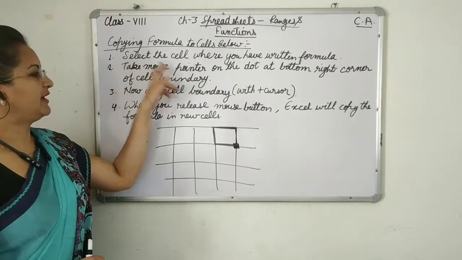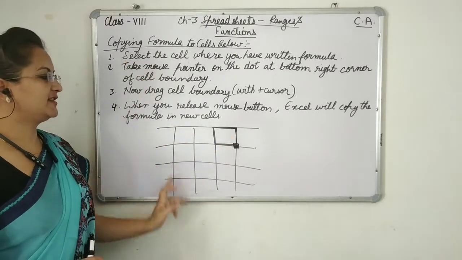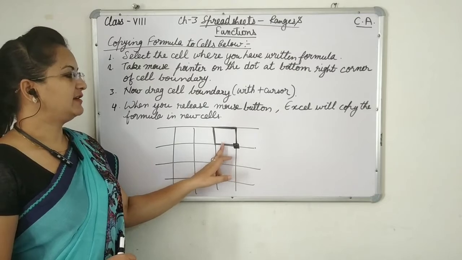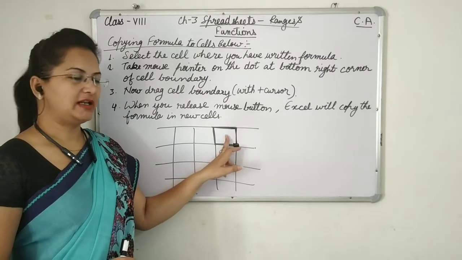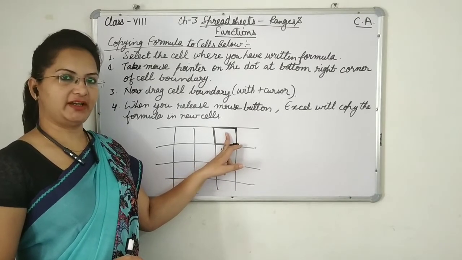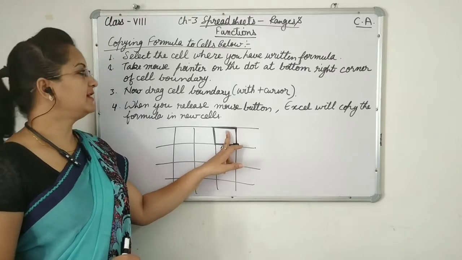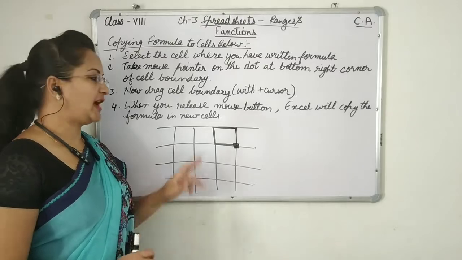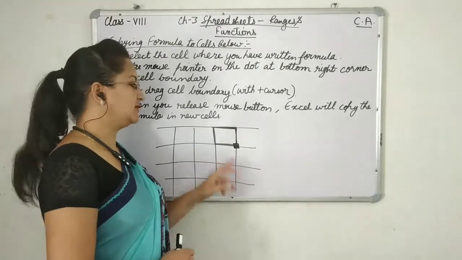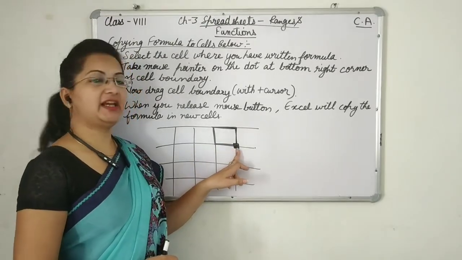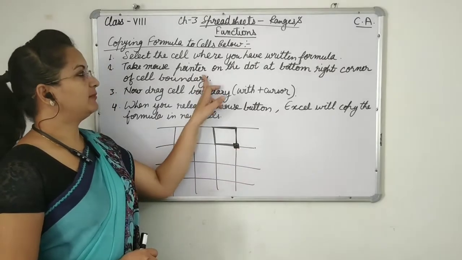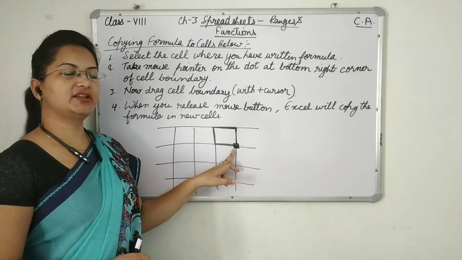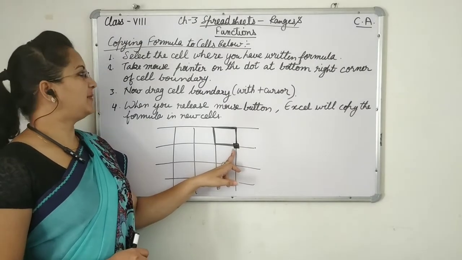First of all we have to select the cell. If this is the Excel sheet, then we have to select the cell where we have written the formula. Like if we have written the formula over here, then we have to select this cell. Then take the mouse pointer on the dot. Bring the mouse pointer on the dot at the bottom right. You can see the dot at the bottom right of the cell boundary.